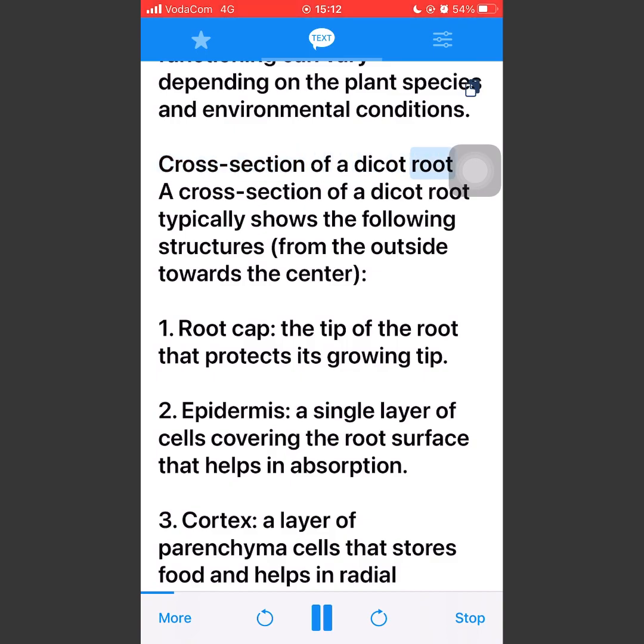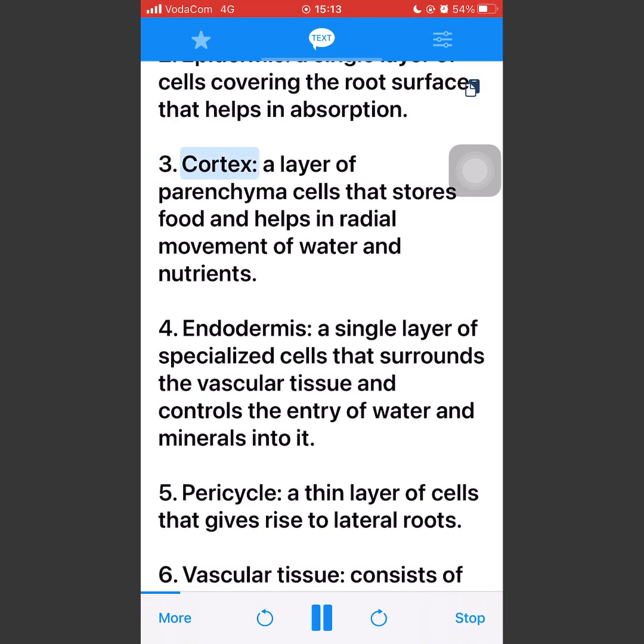Cross-section of a dicot root. A cross-section of a dicot root typically shows the following structures, from the outside towards the center. 1. Root cap, the tip of the root that protects its growing tip. 2. Epidermis, a single layer of cells covering the root surface that helps in absorption. 3. Cortex, a layer of parenchyma cells that stores food and helps in radial movement of water and nutrients.